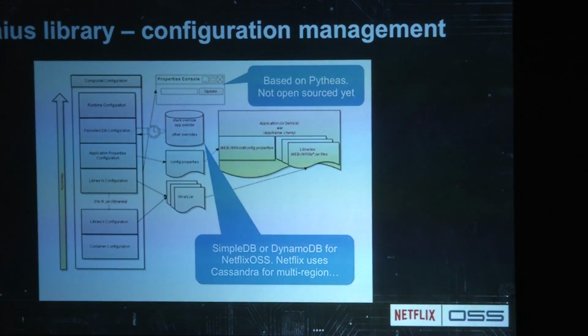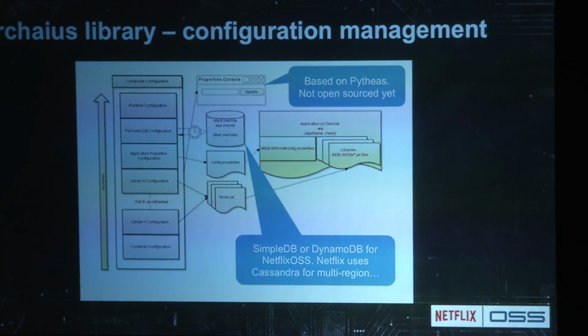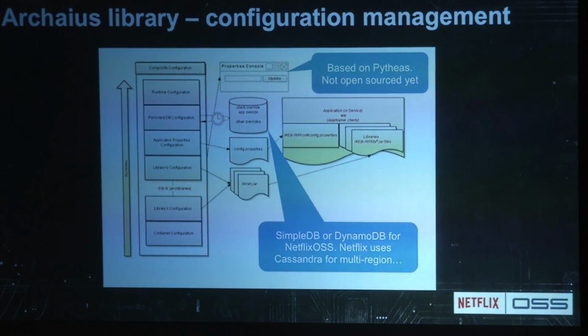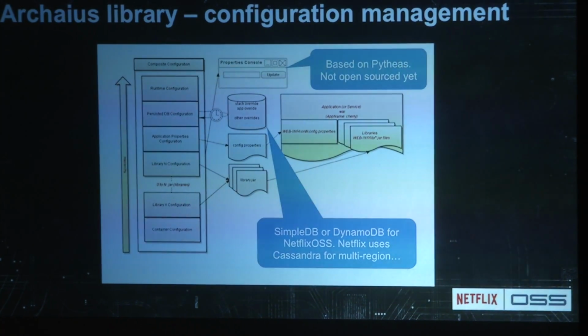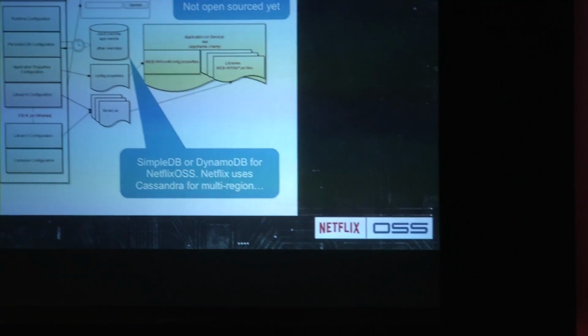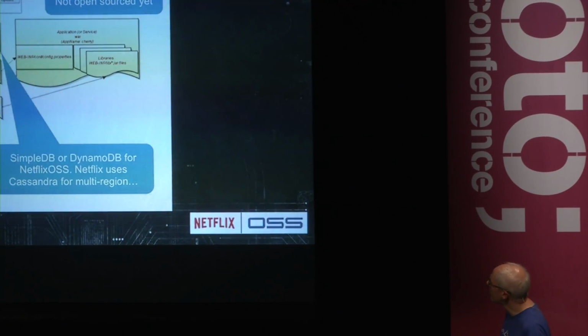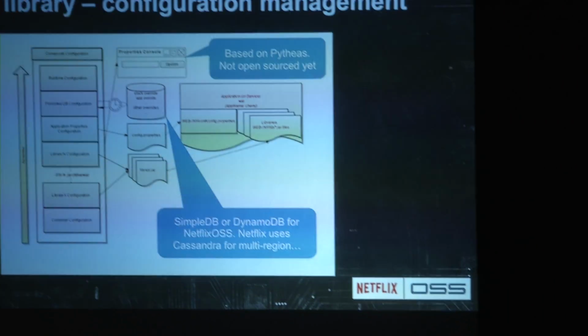There's a little database behind this that we use, SimpleDB or DynamoDB. And to do multi-region with very high availability, Netflix uses a Cassandra-based version of that, but multi-region Cassandra is a bit more than most people need. Okay.